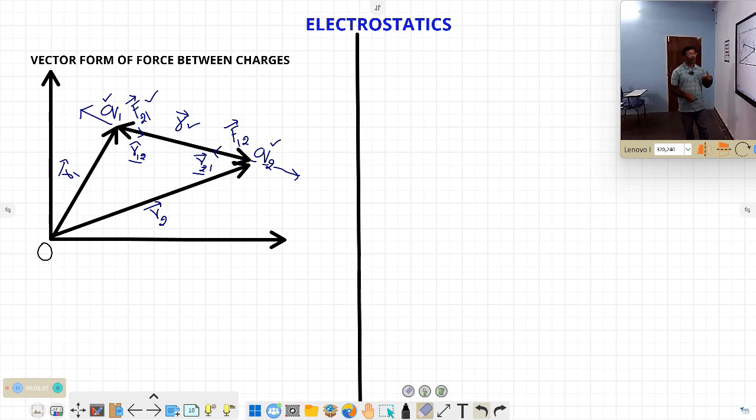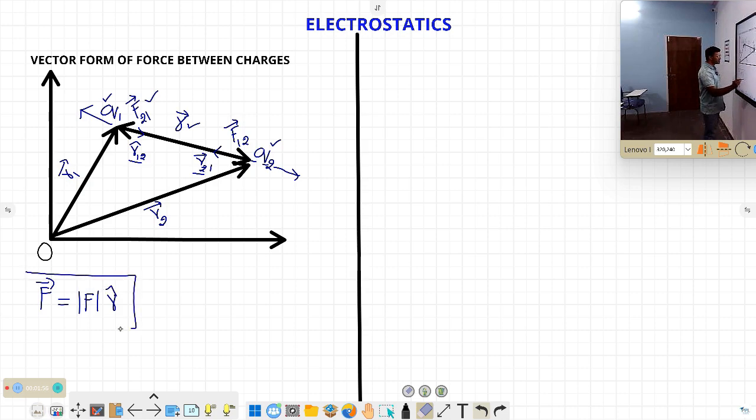Now, how to write the vector form of the equation? First, force is a vector quantity. You know that force formula. The basic formula of a vector we can write is the product of the magnitude of the vector into the unit vector in that direction. So what is the unit vector in this direction? I can write it as r cap, because r is the distance between them, so along the direction of r the unit vector is r cap. So the force vector is equal to the magnitude of the vector into the unit vector.